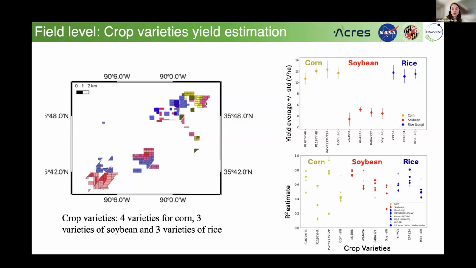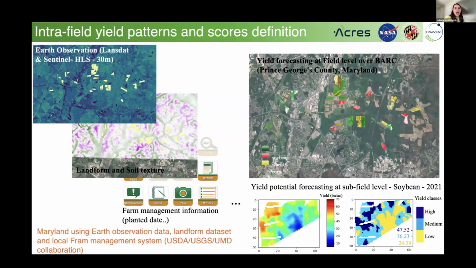There are some new studies coming up right now to try to create a crop type map per cultivar. But that is a huge challenge, as we can imagine, because rice with different types of cultivars still looks like rice. So it's another challenge that some people are starting to work on.